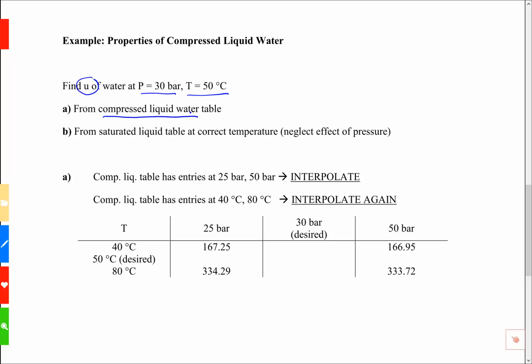And then we're going to look at an approximation using information from a saturated liquid table that sets the temperature correctly and neglects the effective pressure. But let's do the precise way first. We need a table, a compressed liquid table. Let's take a look.